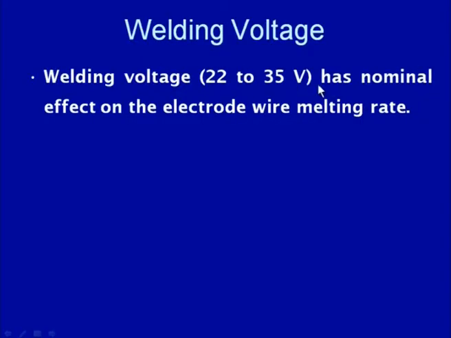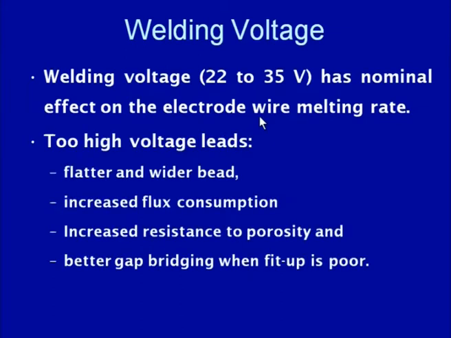On the other hand, welding voltage normally varies from 22 to 35 volt. It is a norm. If the voltage is varied in this range, it has a nominal or marginal effect on the melting rate of the electrode, but too high a voltage leads to a flatter and wider bead, increased flux consumption, increased resistance to porosity, and better gap bridging when fit up is poor.